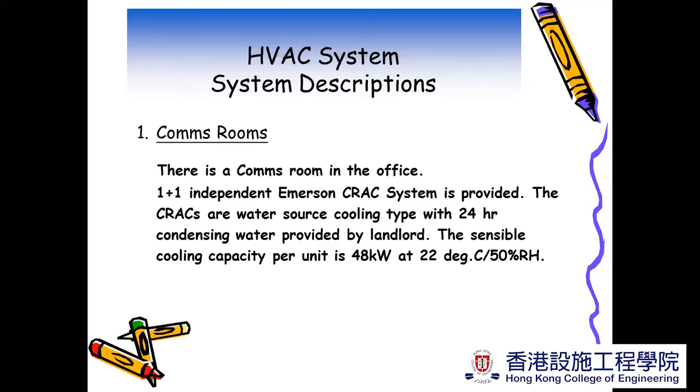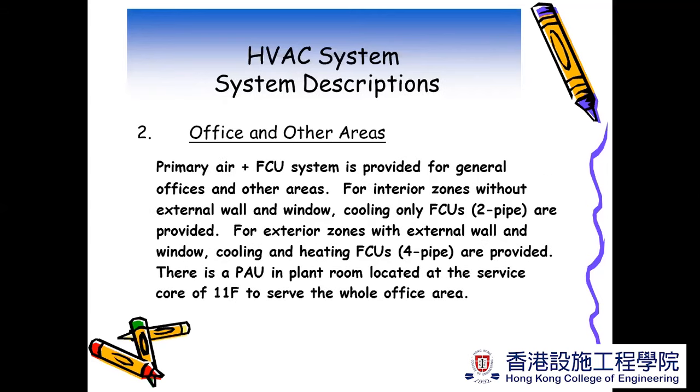The CRAC units have different types or means for cooling, but this one uses a 24-hour chiller plant to provide chilled water into the CRAC units by the landlord. The sensible cooling per unit in this case is 48 kilowatts at a 22 degrees Celsius set point, based on 50% RH. For the office area, because outside the data center is the office area, in Beijing we have a primary air unit to provide the fresh air, and then a fan coil unit for local cooling.